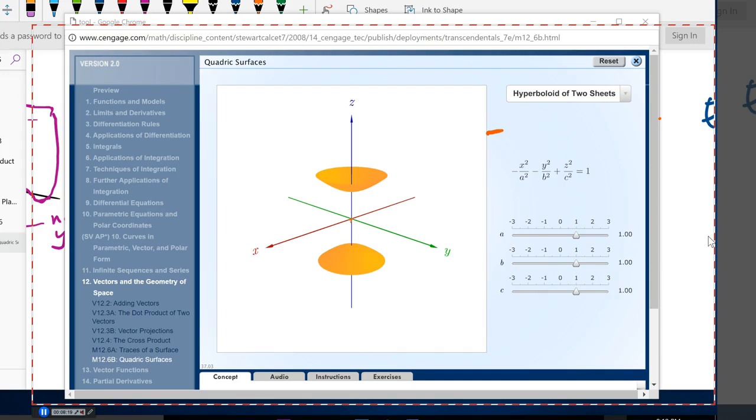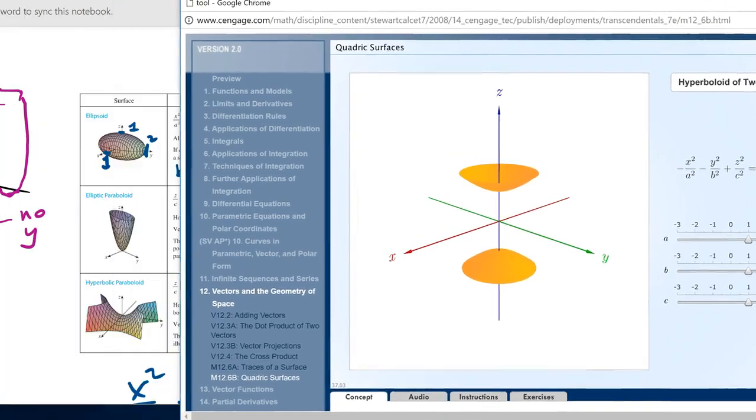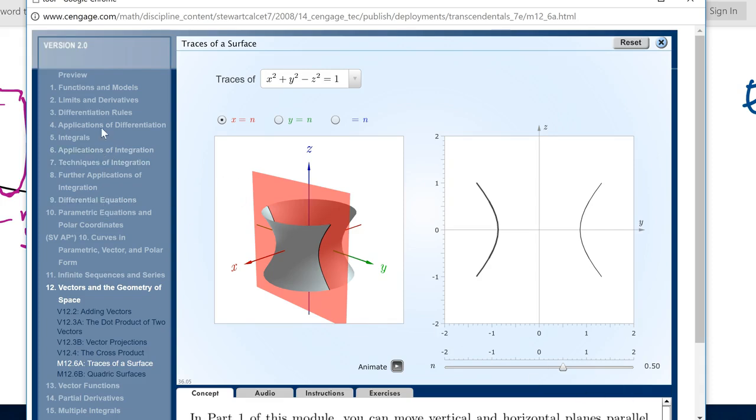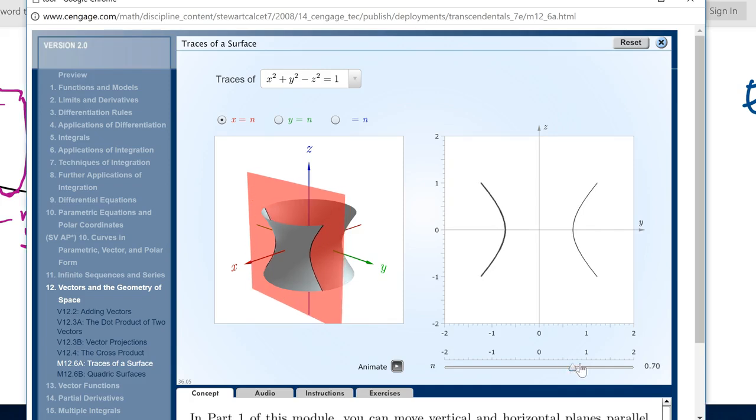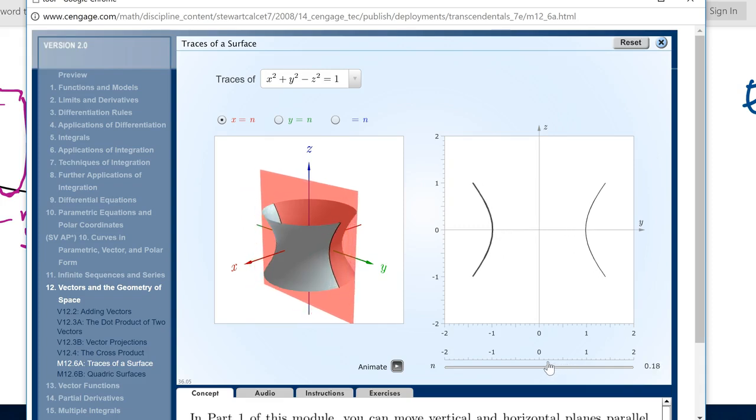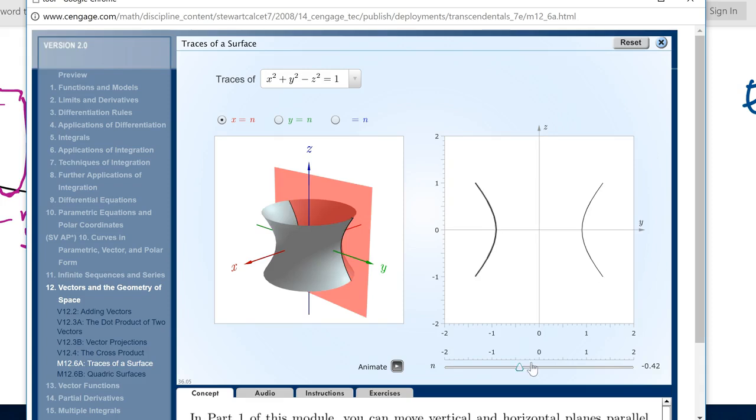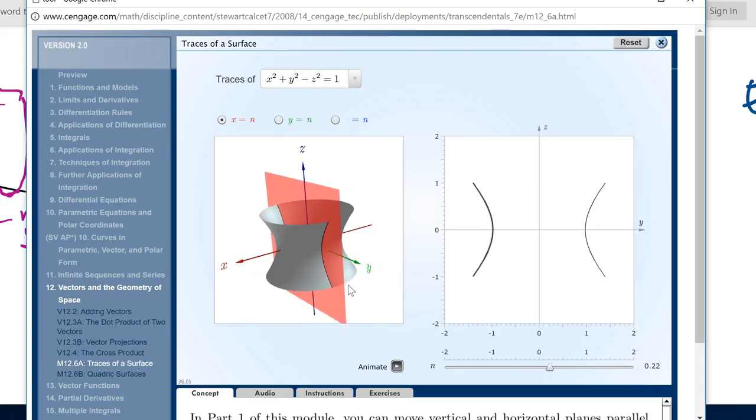Now, one way to study them is through traces, and that is another media thing that you have from this book. Let me take this one away and pull another one in. So once again, it's in the media right over here. So here's a hyperboloid of one sheet. So we're going to look at the traces to trace this out. So these traces are alternately allowing x to be different values.